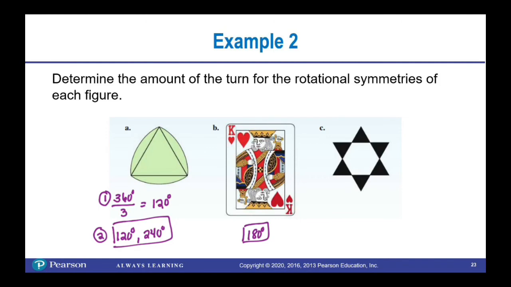Now look at part C. Count your vertices here. We have 360 divided by 6 vertices, which gives us 60 degrees of turn for our rotational symmetry. So I can rotate this figure 60 degrees and it looks the same. I can also rotate this figure any multiple of 60, such as 120, 180, 240, or 300, and my figure looks the same. The next multiple of 60 would be 360, which brings us back to where we started.